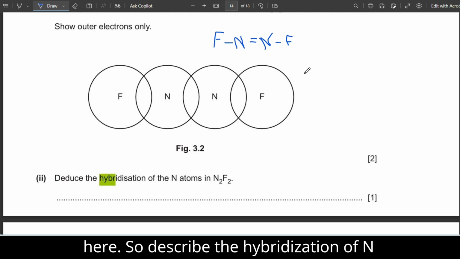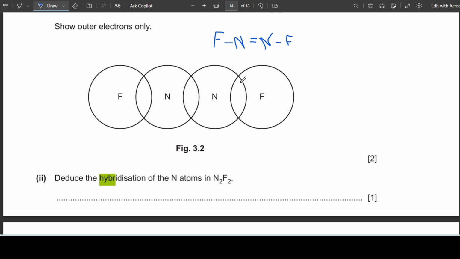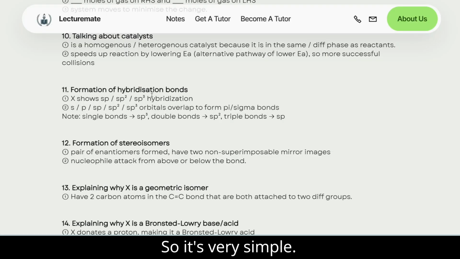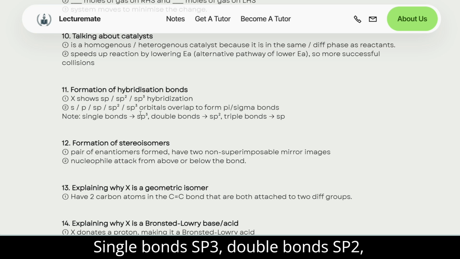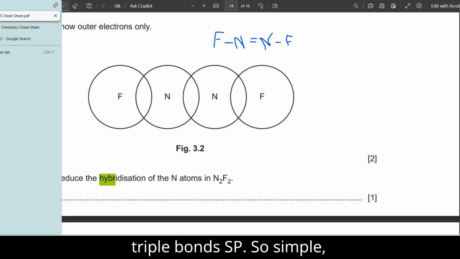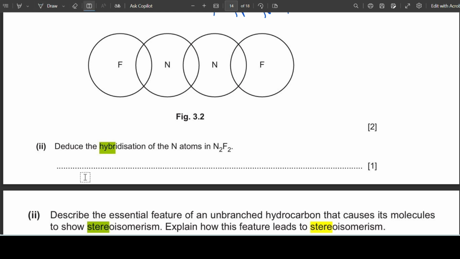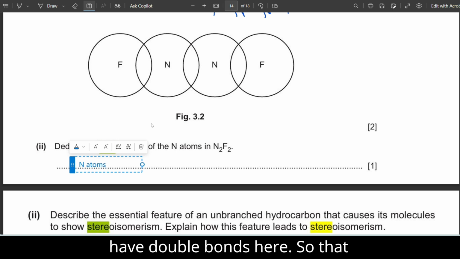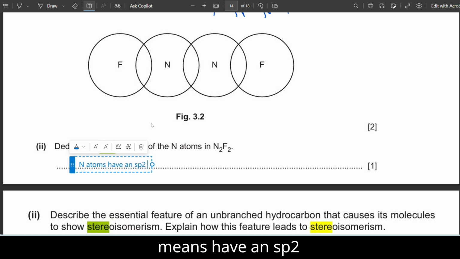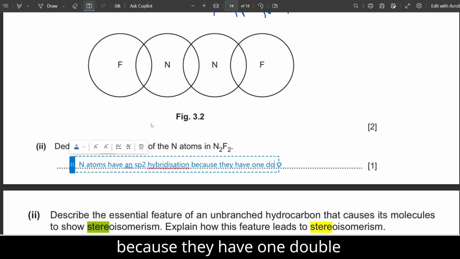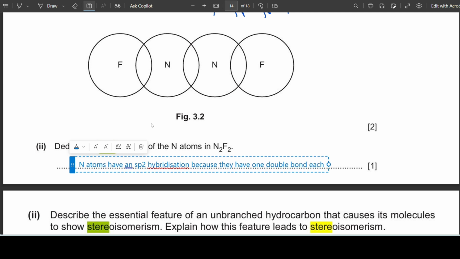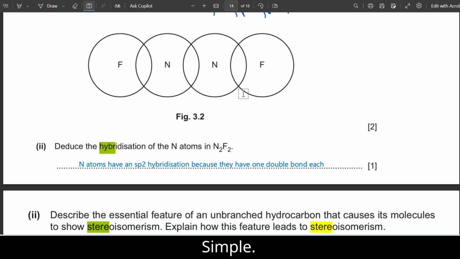So describe the hybridization of N atoms in N2F2. Okay. So hybridization, it's very simple. Single bonds sp3, double bonds sp2, triple bonds sp. So simple. We just say the N atoms have double bonds here, so that means they have sp2 hybridization because they have one double bond each. Simple.